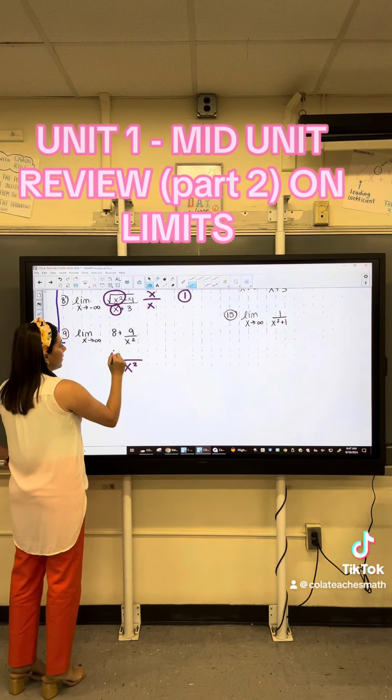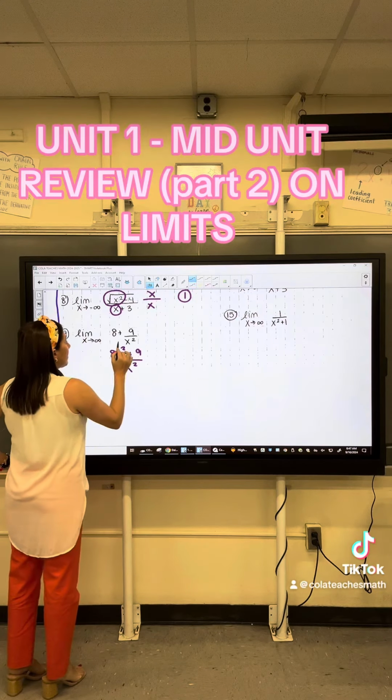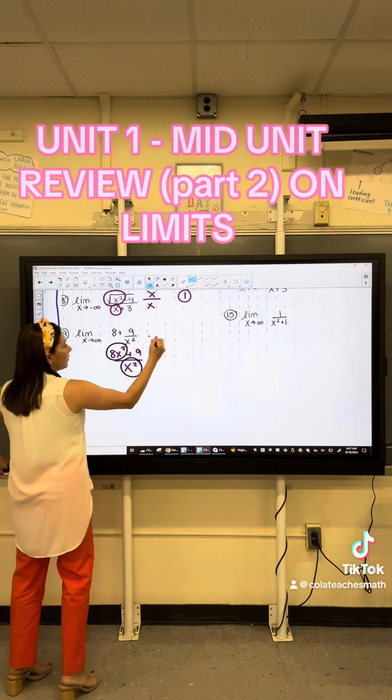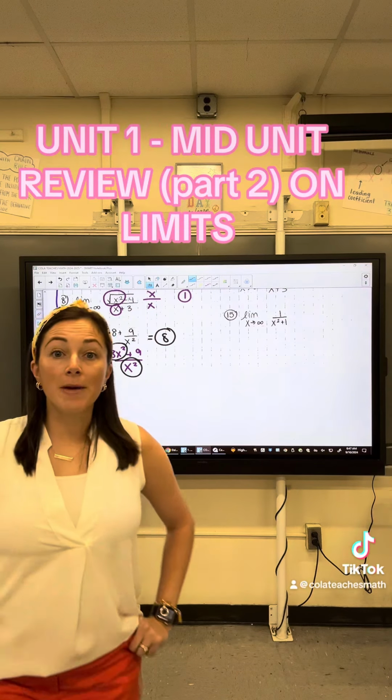Turn it into this if you want. So then you can circle the highest power on top. That might be the best way to stay consistent. So now they match. It's just a ratio of the coefficients. It's going to be 8. So that's going to be part 1 of our mid-unit review.